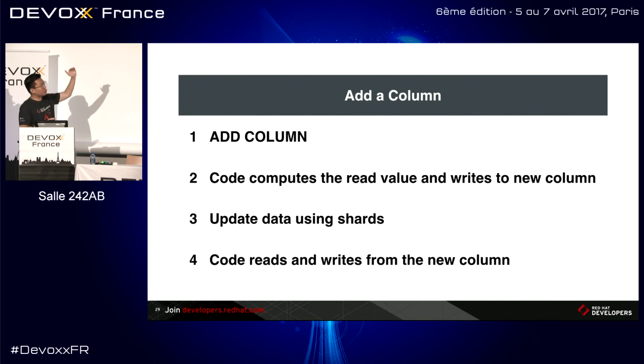Each one of these numbers, 1, 2, 3, and 4, is going to be a different release of your software. If you do that, each one of your versions will be back and forward compatible between consecutive releases. The first version of your application, you just add a column, and you don't use that yet. The second version, you deploy a new version, your code computes the read value. Computing the read value means that either you choose a default value, or you can calculate the column value through other columns in your other data from your database. So you just compute the read value and write to the new column.